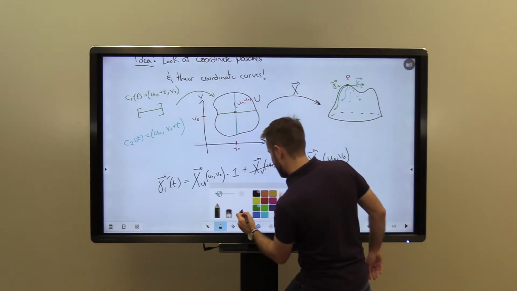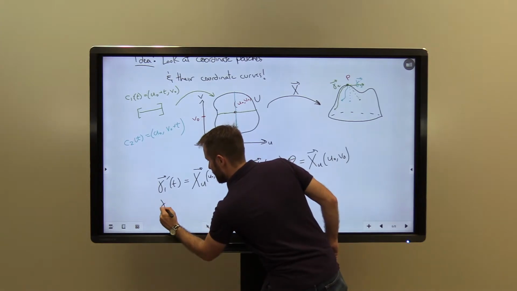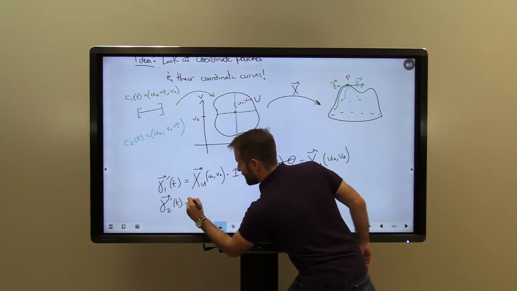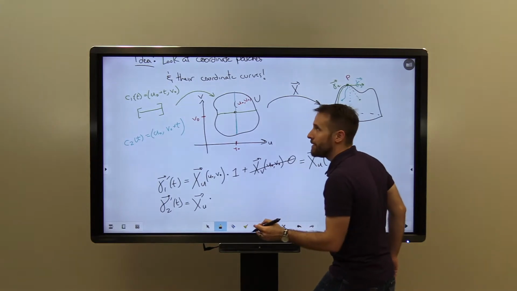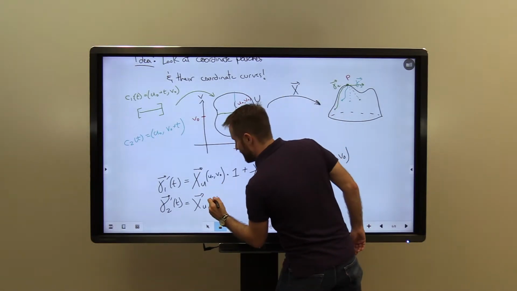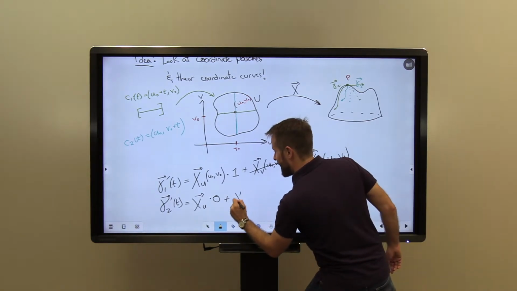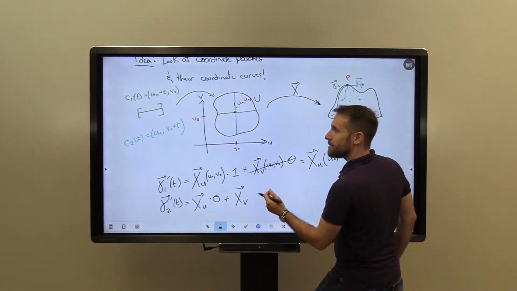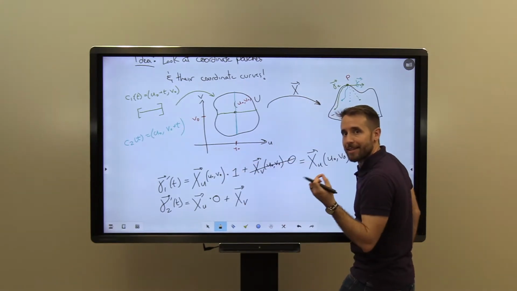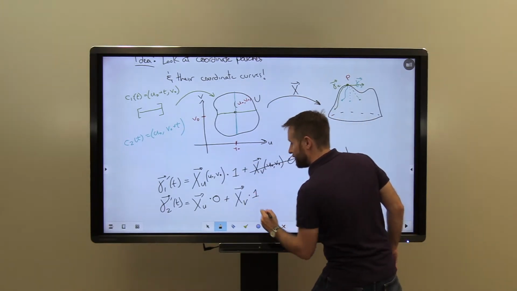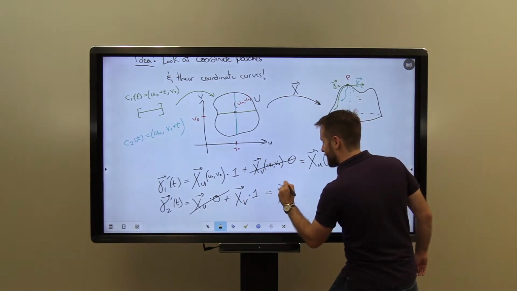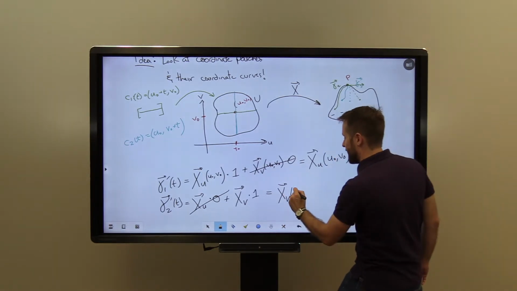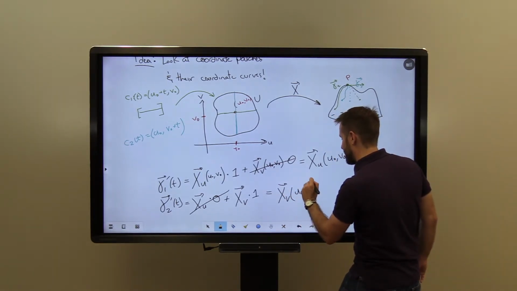Similarly, we can now compute gamma 2 prime of t. And what we'll get there is very similar. It'll be x sub u times the derivative of this first component, which is going to be 0, plus x sub v times the derivative of the second component. And that second component's derivative is going to be 1. And so that piece disappears, and we just get that this is x sub v. And I should really specify that this is, again, at u naught comma v naught.